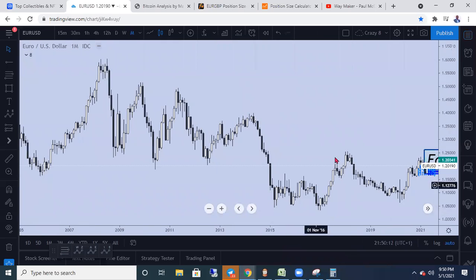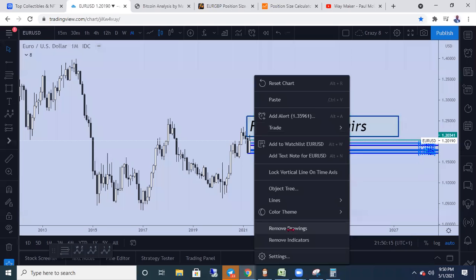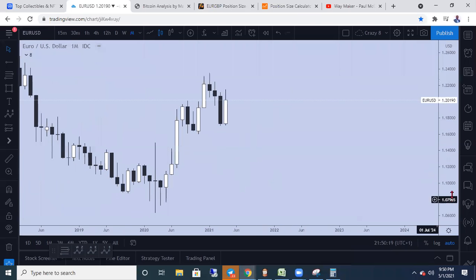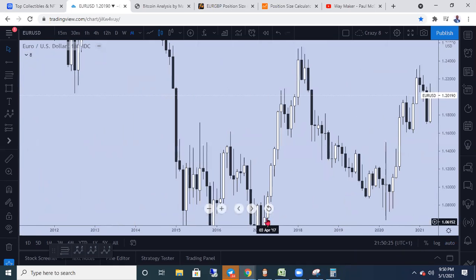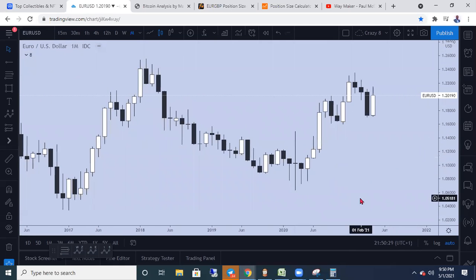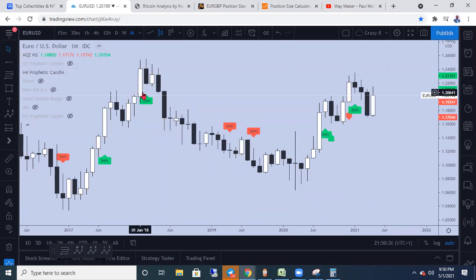Top-down analysis. Okay, so here we are. You can see, if I call up momentum shift, right? So I have that shift, fine. Okay, so watch this. This is an AQZ qualifying candle. This is the highest point recently, and this happened January 1st, the month of January 2018. This was the highest point I can see on my chart.